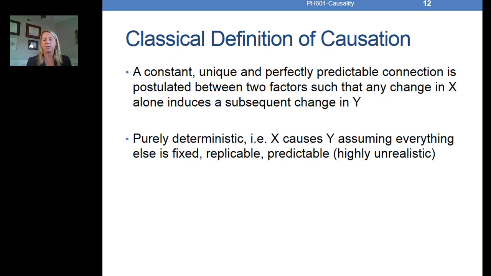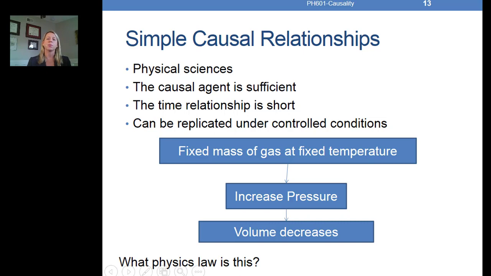This classical definition of causation is incredibly unrealistic, if not even impractical or impossible, right? The only place we really see this purely deterministic role is in the laboratory, right? So here's an example of a simple causal relationship in the physical sciences space. This is where the causal agent itself is sufficient. That is, it alone can cause the outcome. In this particular sense, the time relationship is short, and then it can be replicated under controlled, fixed settings.